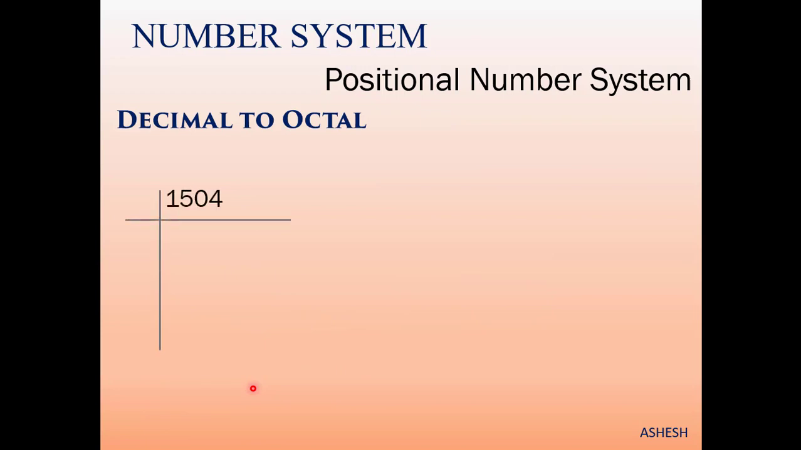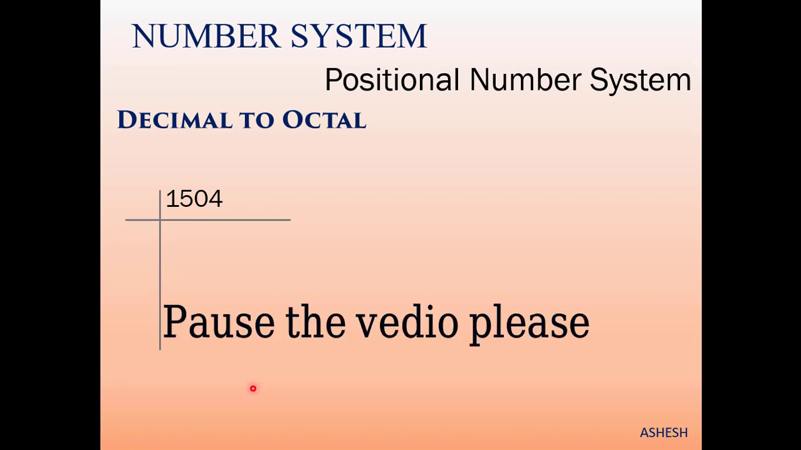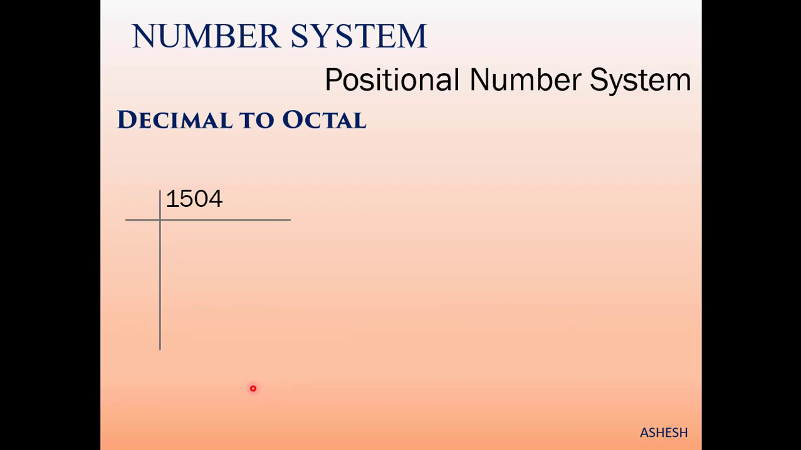Please sir, do the math yourself and pause the video. Okay, I think you have finished your math. Let's see. Here our decimal number is 1504. We'll divide that number by 8. Then we'll get 188 as quotient and 0 as remainder.